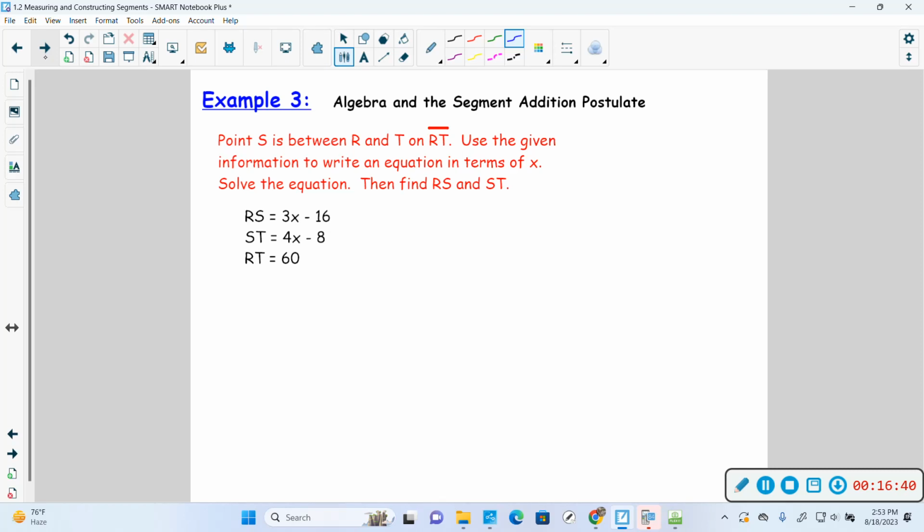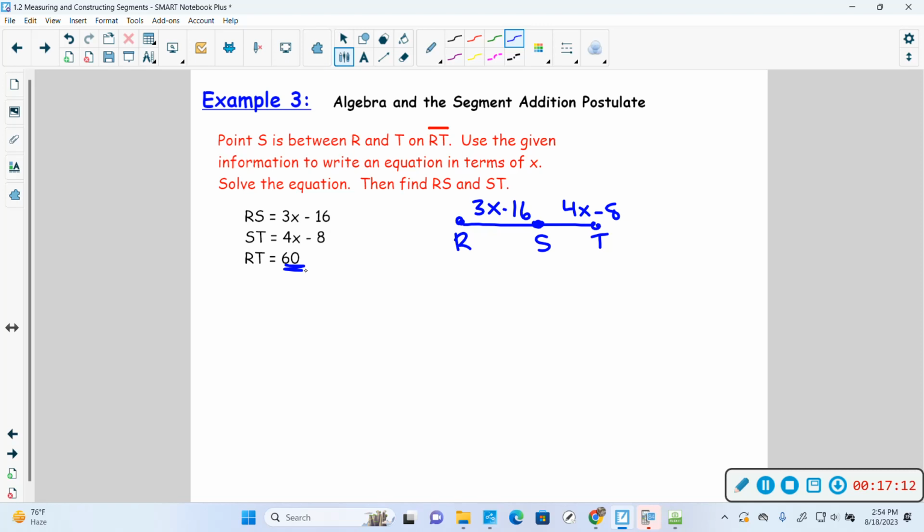This is the same style of problem, but there's no picture, and we've got to do a little more algebra. There's not quite as many numbers. So here we go. Point S is between R and T on segment RT. Now, I'm a picture person. I'm going to draw a segment RT, and it says S is in between them. Well, I don't know where S is, I'm just going to slap it on here somewhere. Okay, I'm going to label what they gave us. RS, 3x minus 16. ST, 4x minus 8. And then you've got the whole thing, RT is 60.